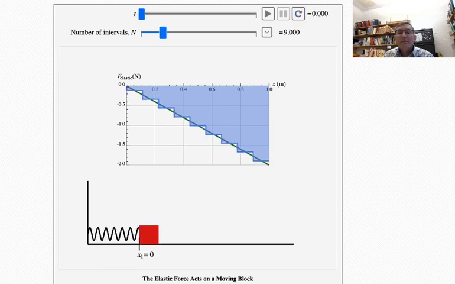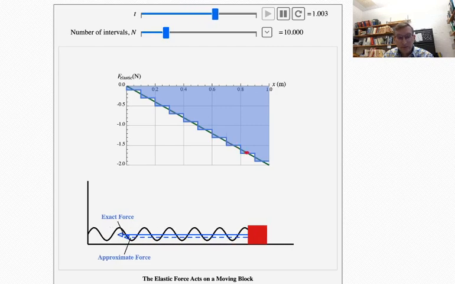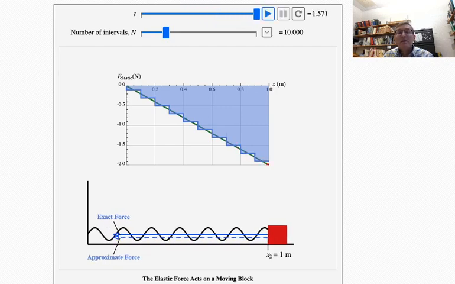Go to 10 rectangles, each now smaller than before. And the approximate force is a better representation of the exact force. And the area under the 10 rectangles added up is a better approximation to the exact work.